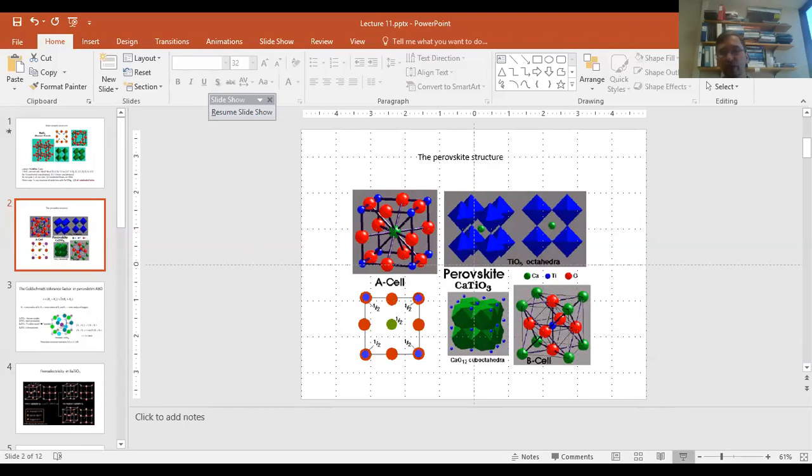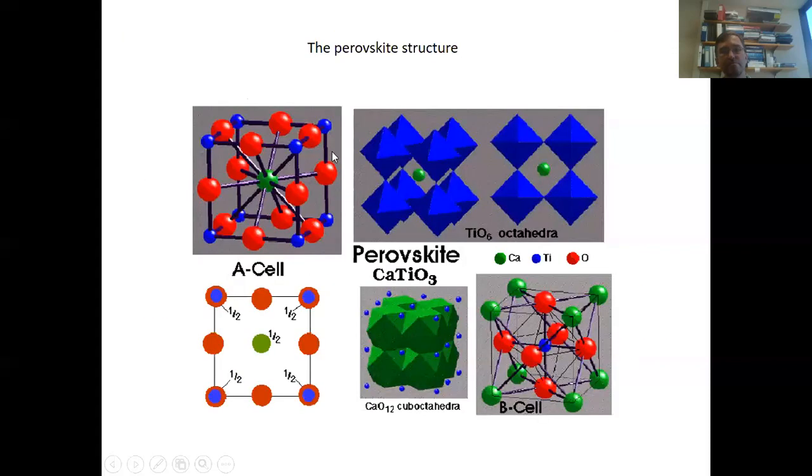So the next structure that I would like to look at is the perovskite structure. The perovskite structure can be derived from the rhenium trioxide structure.